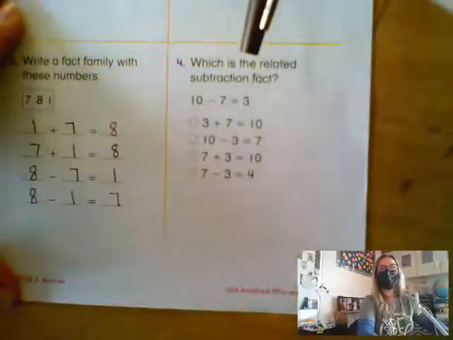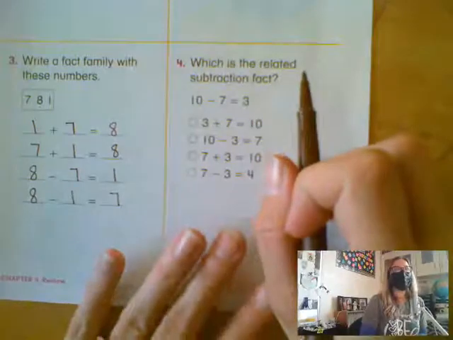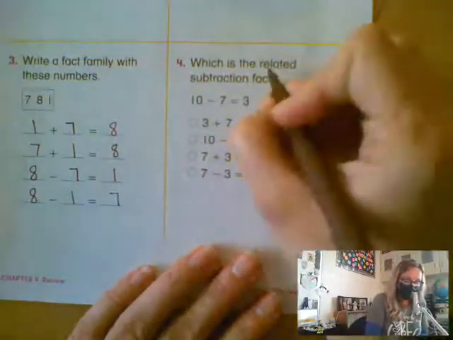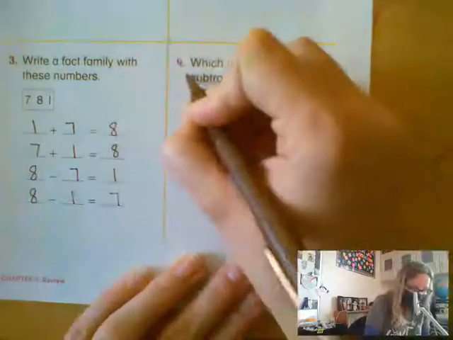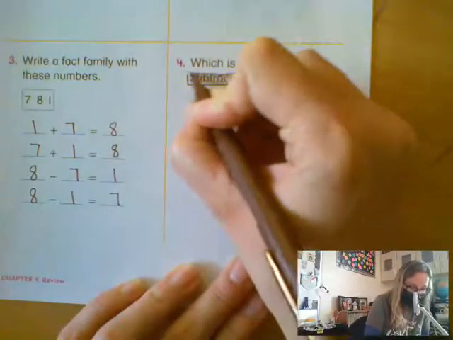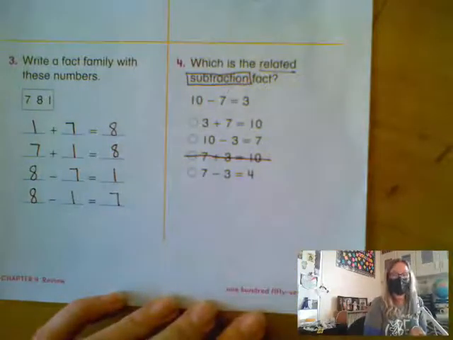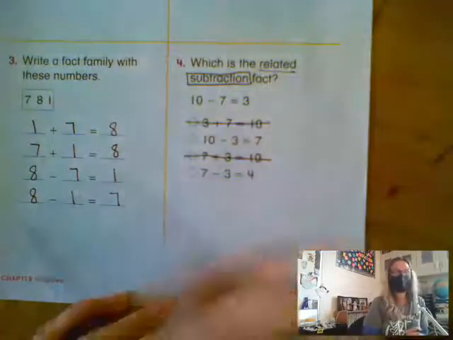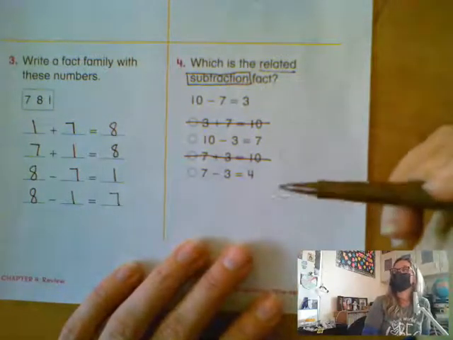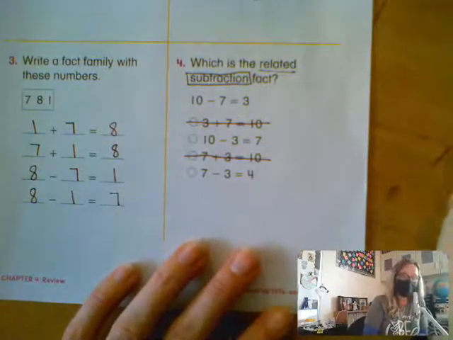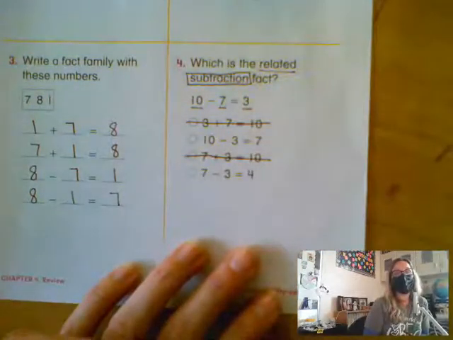All right, looking at number 4. It says, which is the related subtraction fact? So when we see that word related, we know we're talking about fact families. And this time we're looking for subtraction. So the first thing I can do is say this one won't work because it's addition. And this one won't work because it's addition. So now I need to look at the two subtraction sentences and decide which one fits into the family 10, 7, and 3. Faith?